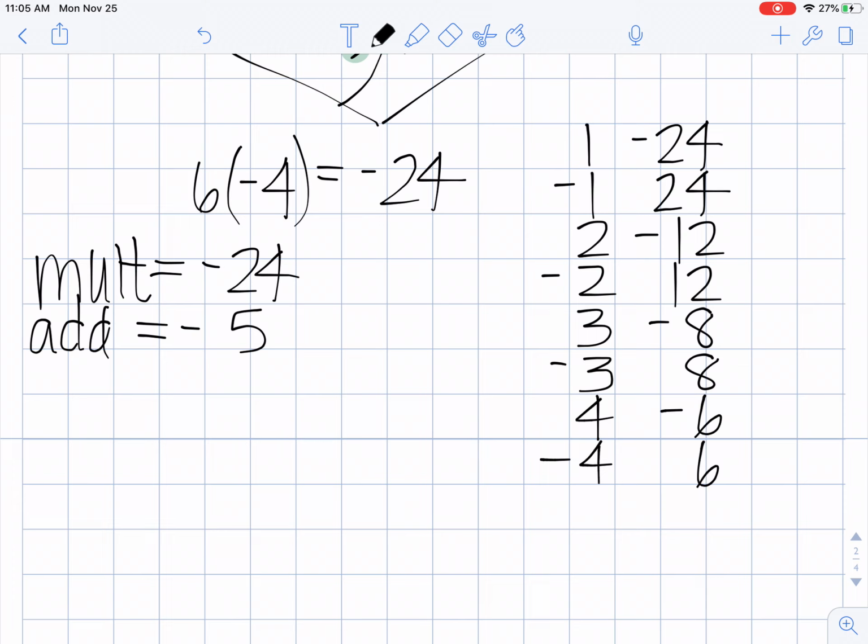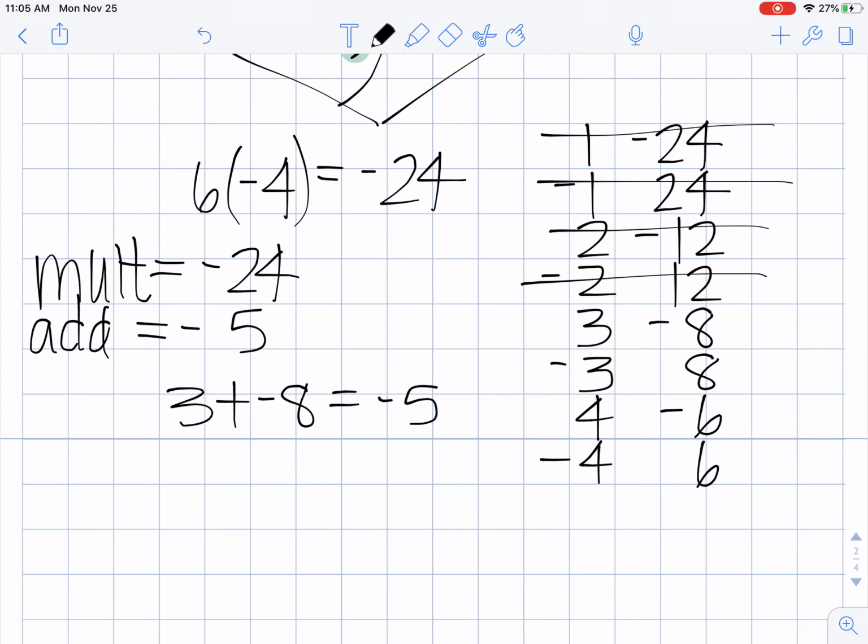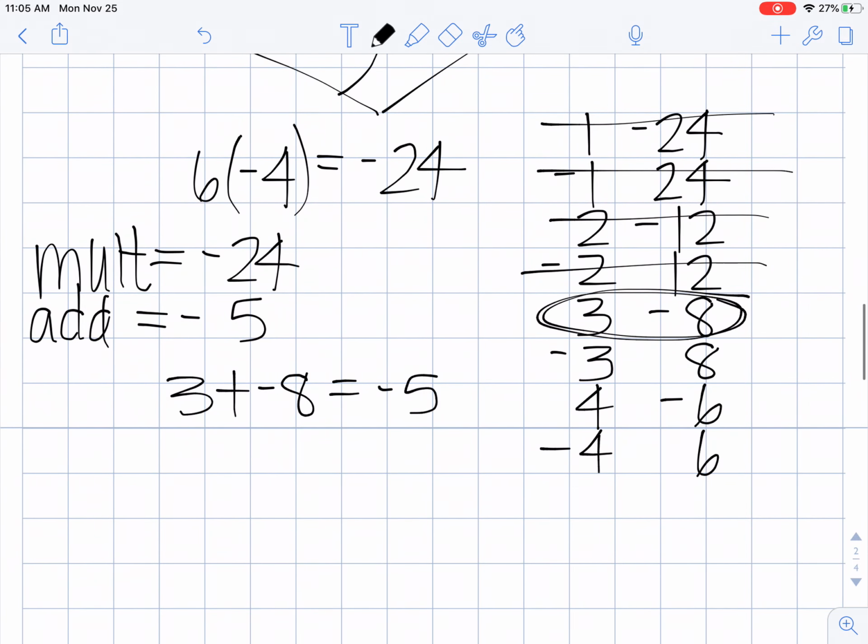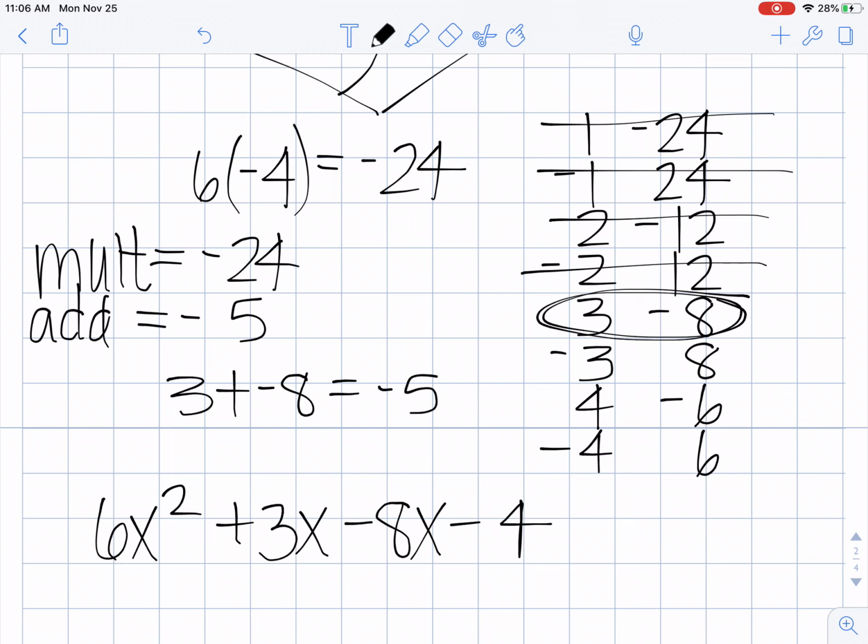Now I want to choose the two that add to negative 5. Not this one, not this one, not this one, not this one. This one looks promising. 3 minus 8, or 3 plus a negative 8, is equal to negative 5. So 3 and negative 8 are the two that I'm going to use. So I'm going to rewrite my problem. We have 6x squared plus 3x minus 8x minus 4.